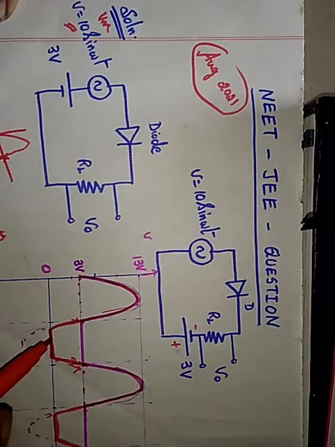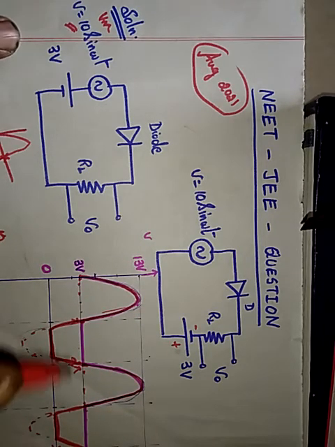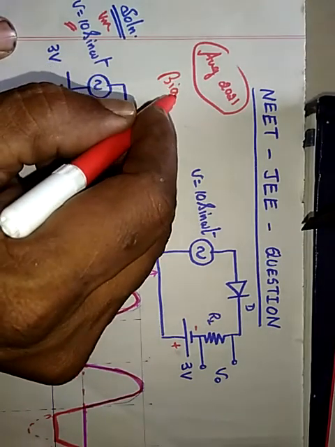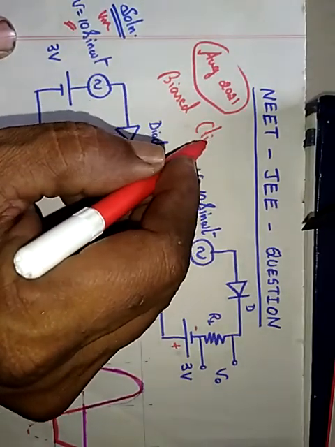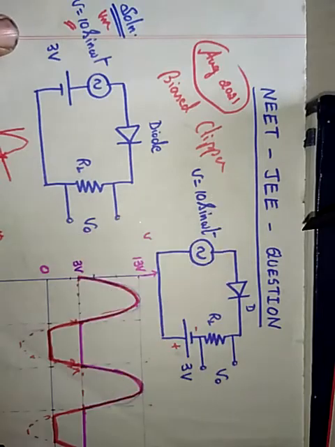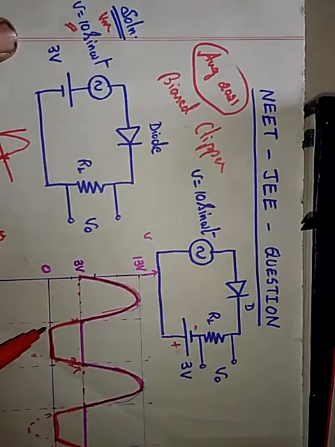Okay, so that's the idea about this question. Basically we can think of this as a biased clipper. Basically this negative half cycle has been clipped, so we can treat this as a biased clipper circuit, because the negative portion has been removed because of this 3 volts DC source. So that's all about this question.